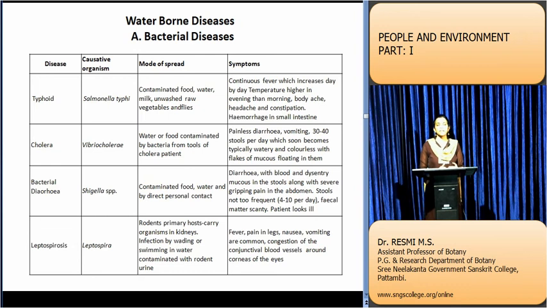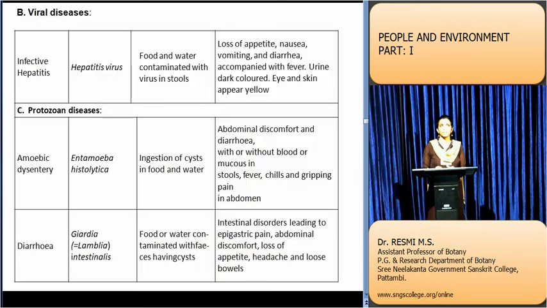And the last bacterial disease is leptospirosis, that is caused by Leptospira. And you all know that it is rat fever, which is very prevalent in our season after flood conditions in Kerala. The primary host is rodents, and this infection is spread by swimming in water contaminated with rodent urine. Again symptoms are fever, pain in the leg, nausea, vomiting, congestion of blood vessels around the cornea of the eyes.